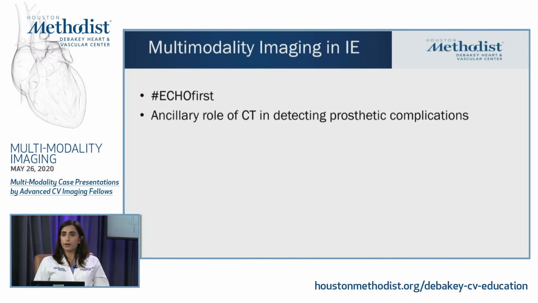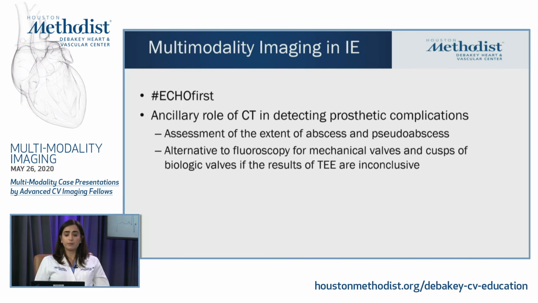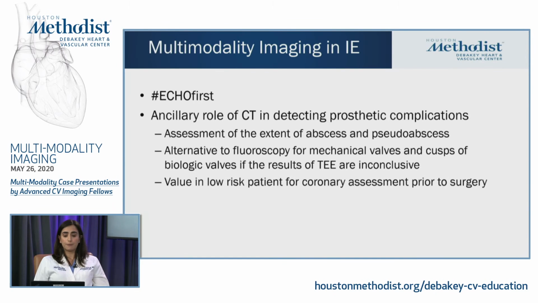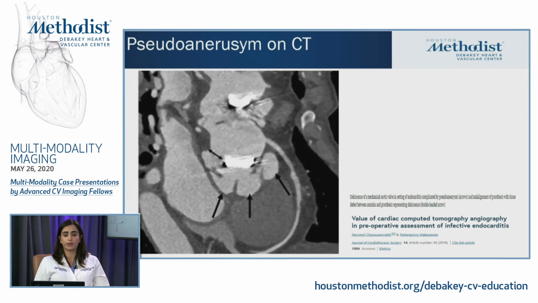However, ancillary roles for other imaging modalities such as CT in detecting prosthetic complications is on the rise and helpful. Assessment for the extent of abscesses or pseudoabscess formation. It can be an alternative for mechanical valves to assess for leaflet motion. It has been used for cusp assessment in biological valves if the other imaging modalities are inconclusive. There is some talk about using CTA and CT to assess for low-risk patients going for coronary artery assessment as opposed to cathing, especially where there is a large vegetation sitting on the aortic valve.